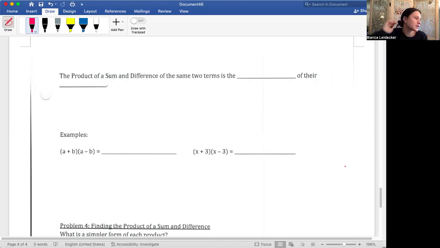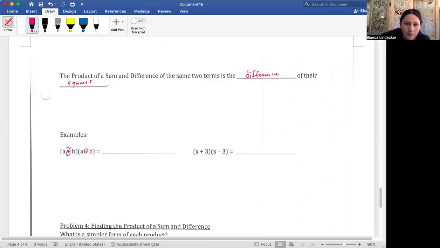The product of a sum and difference of the same two terms is the difference of their squares. So let's talk about that. What that looks like is the difference of their squares. So if you are multiplying basically the product of the sum and the difference.